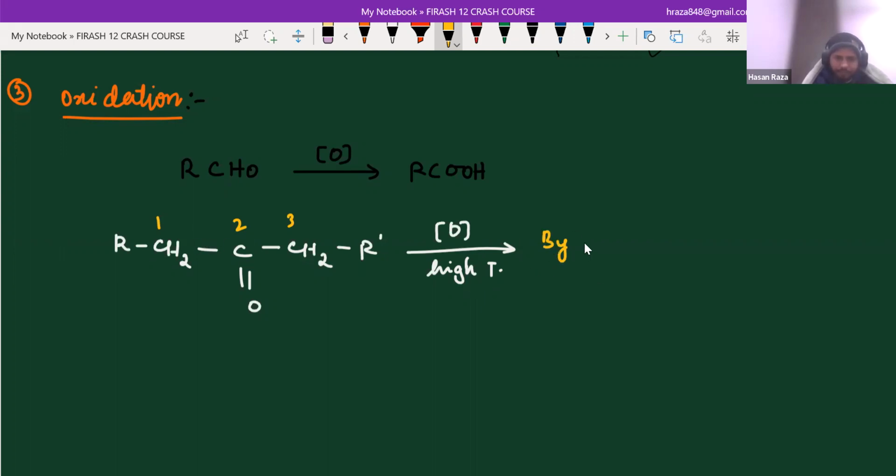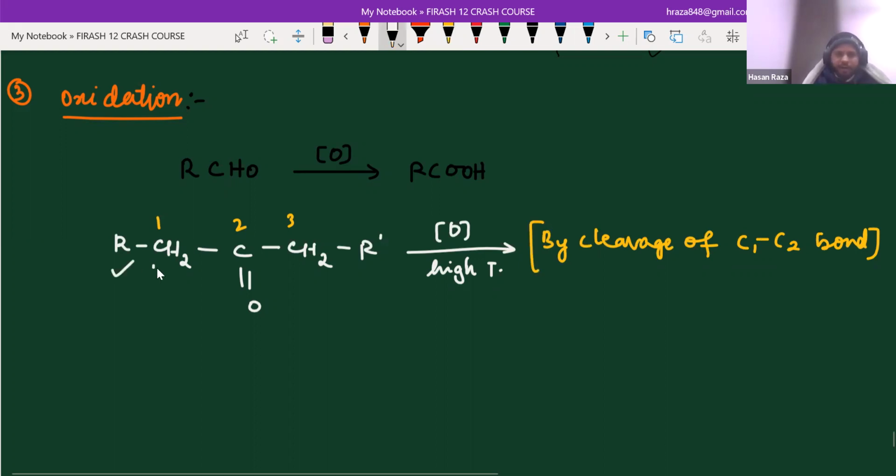So by cleavage of the C1-C2 bond, every part will be oxidized. So you can see R and C is left here. If you break this bond, on the left hand side, this will be oxidized directly into RCOOH. And on the right hand side, this is your R', then there was CH2, then there was C double bond O, that will be directly oxidized into carboxylic acid.